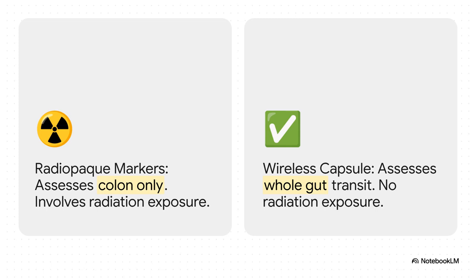Radio-opaque markers only look at the colon, and they use a tiny bit of radiation. The wireless capsule sees the whole gut, and there's zero radiation involved. Now, it is more expensive, but for those really complex cases, like when you suspect gastroparesis on top of slow transit, the wireless capsule is absolutely invaluable.